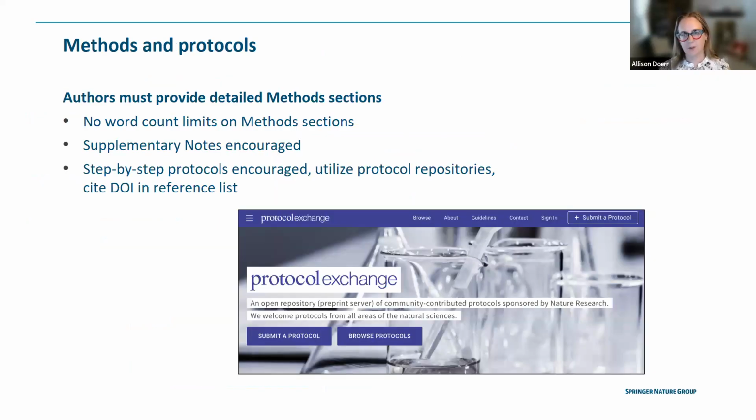So the Nature Research Journals all encourage authors to provide very detailed methods descriptions for their research papers. We don't have a word count limit on this section, so authors can provide as much information as they possibly can. We encourage the use of supplementary information, such as supplementary notes. And for a complicated and possibly new methodology, we encourage authors to develop a step-by-step protocol, which can be a supplementary file.